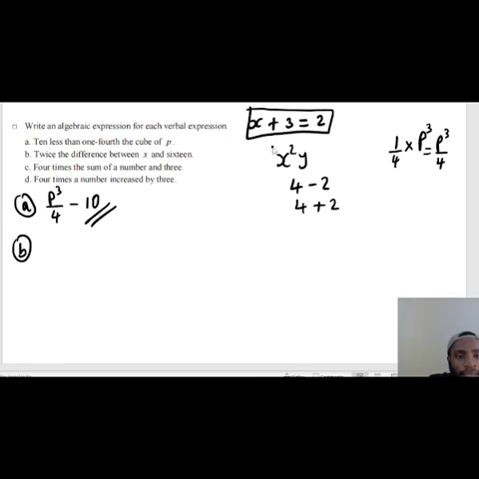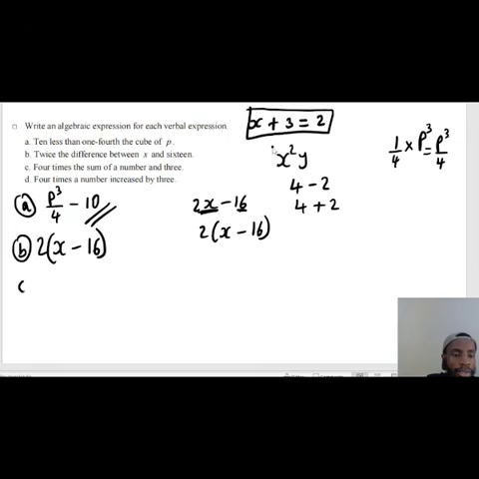It said twice the difference between x and 16. Now, what's the difference between x and 16? That's x minus 16. Twice of that is 2 times both of them. The answer is not 2 times x minus 16, because like this you are only multiplying the x. There's nothing happening to the 16. To show that you are doing twice the difference of both of them, you have to put a bracket there: 2(x minus 16). So that's it.